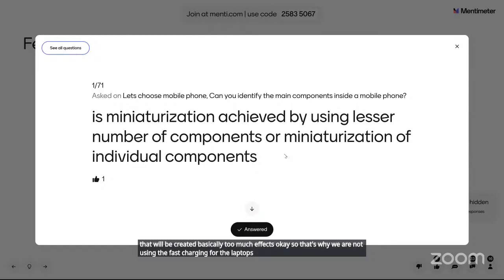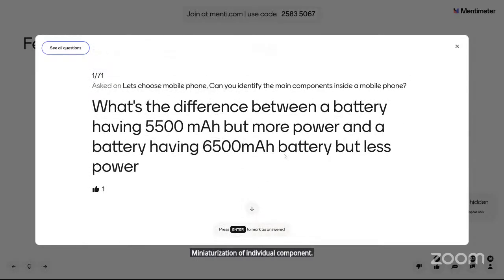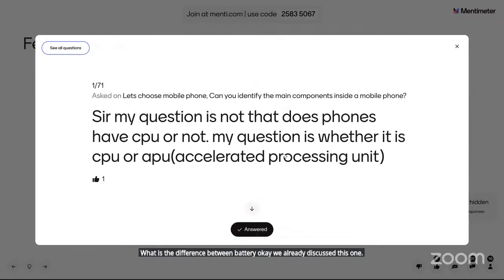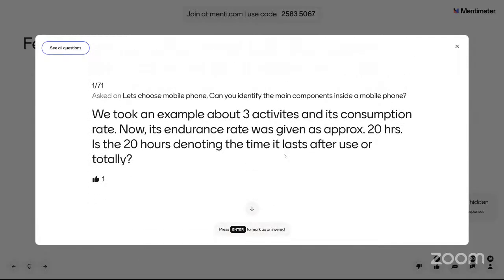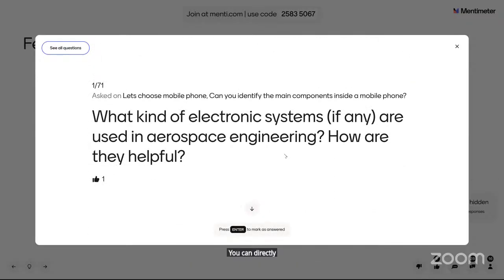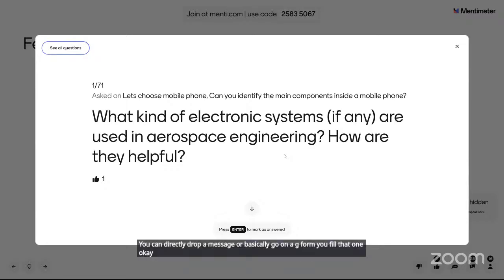Miniaturization of individual components. What is the difference between batteries? Okay, we already discussed this one. I want an electronic gadget like a small drone for problem solving, can you give me some ideas or help me out? Yeah, sure. You can directly drop a message or fill in a Google Form, and we will help you out with that.